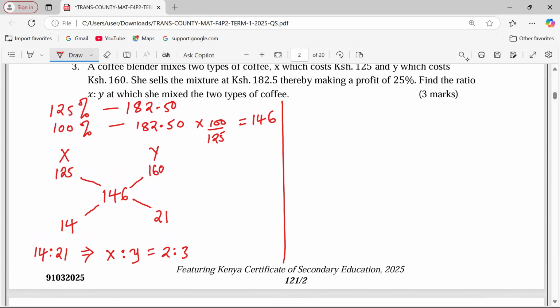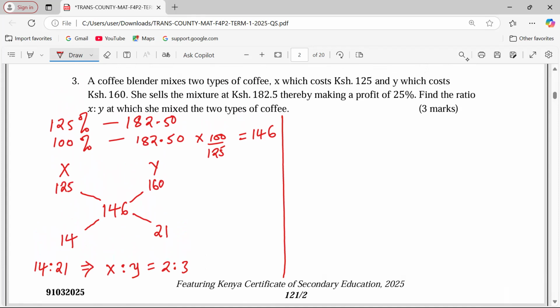We say that we are mixing X kilograms, each costing 125. So 125 multiplied by X kilograms plus 160 multiplied by Y kilograms. So that will be the total cost of the mixture. But when we divide by the number of kilograms making that mixture, X kilograms of the first brand plus Y kilograms of the other brand, you divide by the total number of kilograms. You discover that the price per kg is going to be 146. So this is an alternative working.